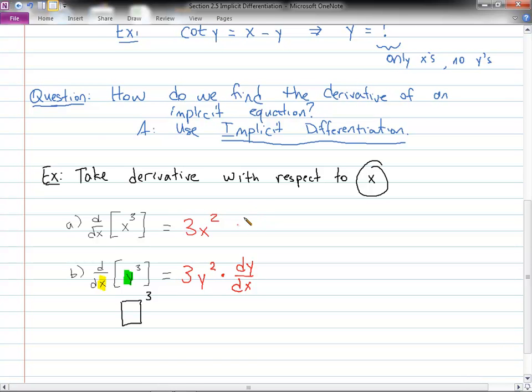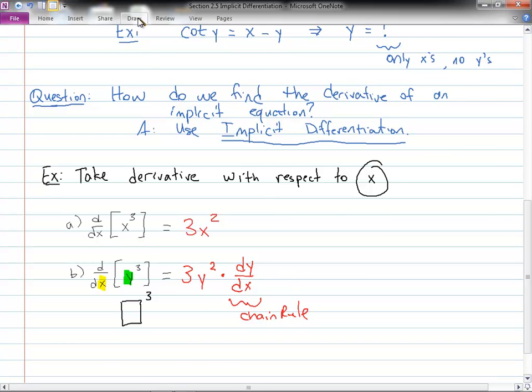So notice, when I take the derivative with respect to one variable of something else, then I take the derivative of it as if I were doing just that variable times the dy dx. So anytime you see an expression that has x's and y's in it, every time you take the derivative of something with respect to x, and there's a y in it, you have to multiply by dy dx. Okay? That's the chain rule.